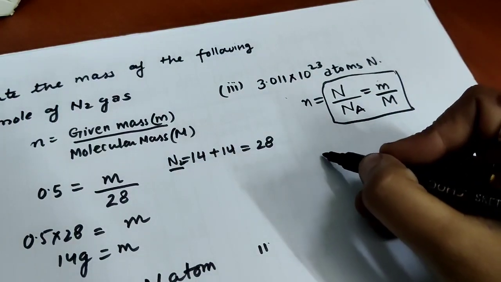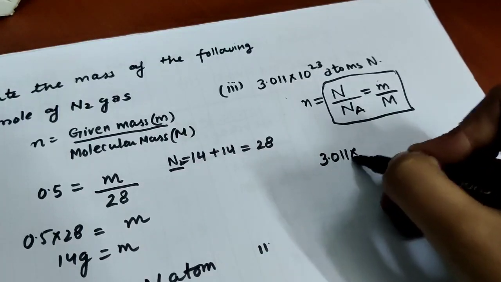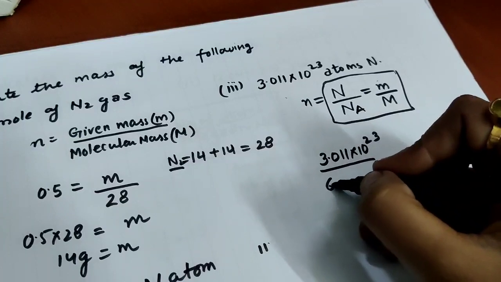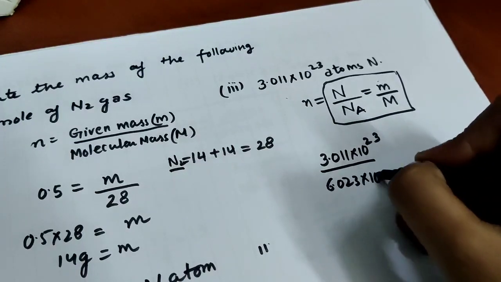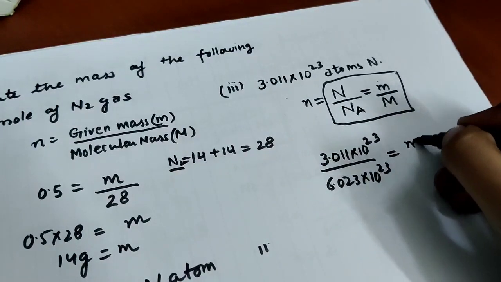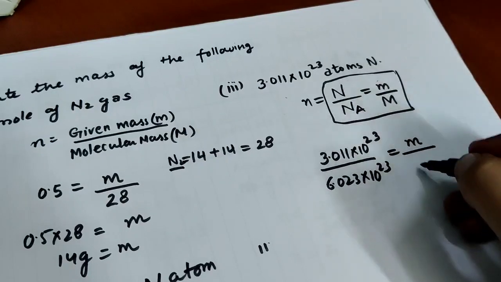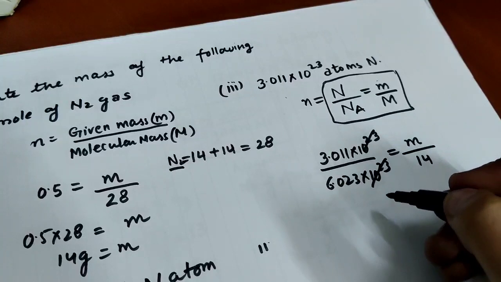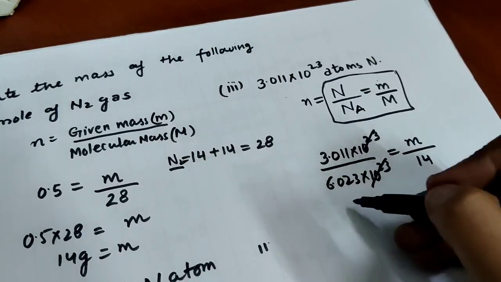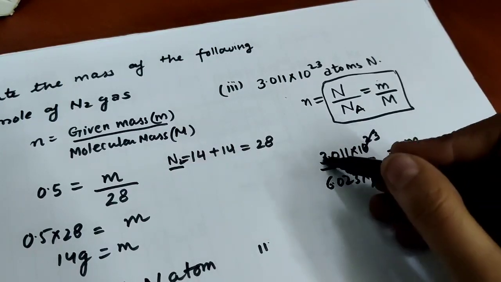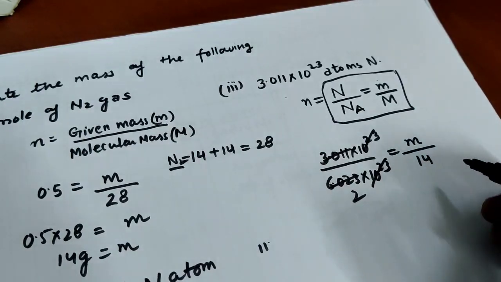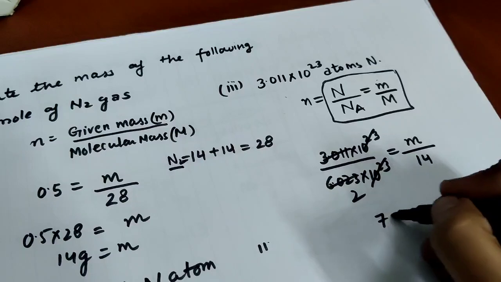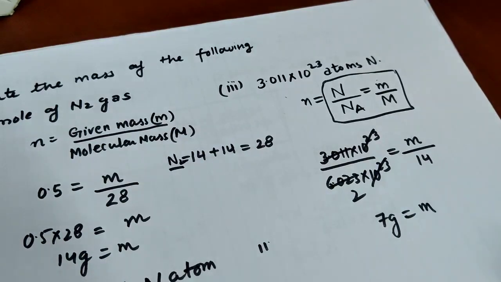So N is given to you, that is 3.011 into 10 raised to power 23. Na, how much is given? 6.023 into 10 raised to power 23. Small m you have to find, and capital M, since it is nitrogen atom, is 14. Now 23 cancels with 23, okay. We can just divide it like this, 3 into 2 is 6, it is around 1/2. 14 divided by 2, then again it comes out to be 7 gram here for this question also.